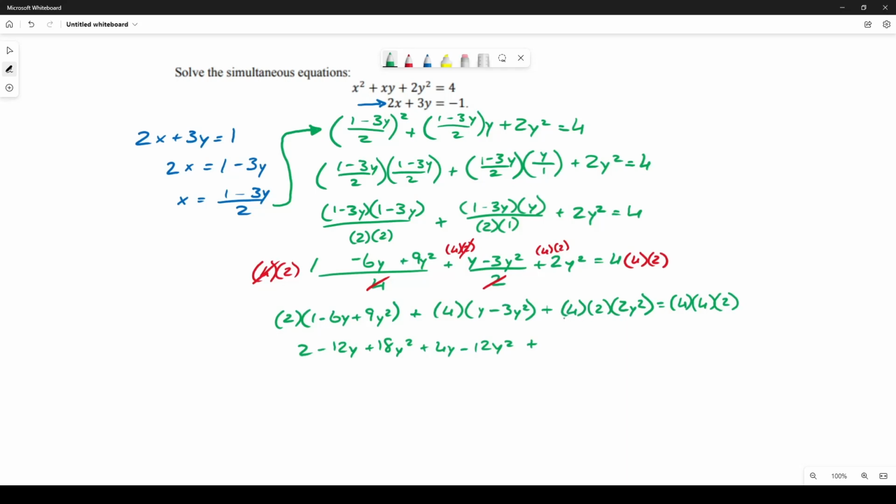Here, because it's just numbers, we know 4 times 2 will be 8, so it's really just 8 by 2y squared, so 16y squared.